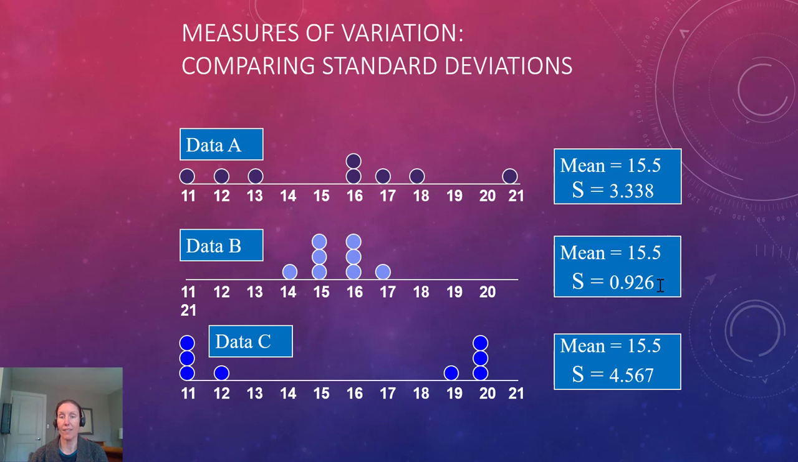So notice that this middle data set has the smallest standard deviation because the data is much more clustered in the middle. These two have roughly the same size standard deviation. They're both almost equally spread out.